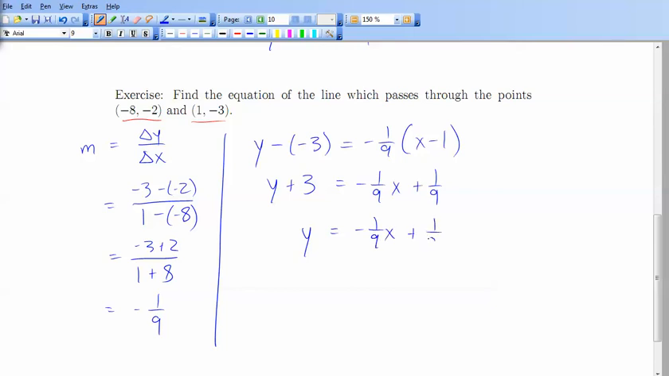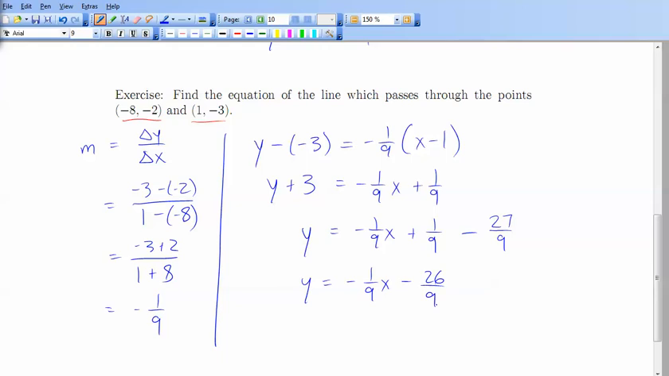Well, how about as I bring that 3 over to the other side, instead of just subtracting 3, why don't I subtract what it should be in terms of ninths? And 3 is 27 over 9. If I take 3 over 1 and multiply top and bottom by 9, I get 27 over 9. And now we can very easily add our fractions together, now that we've got a common denominator. So there's our line in slope-intercept form.